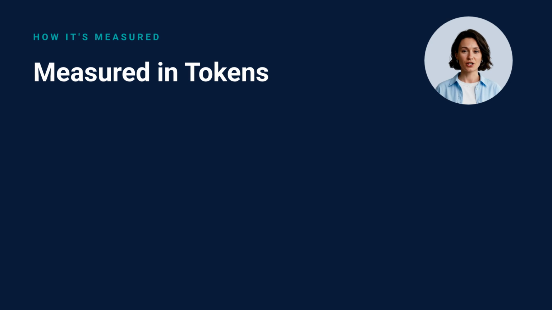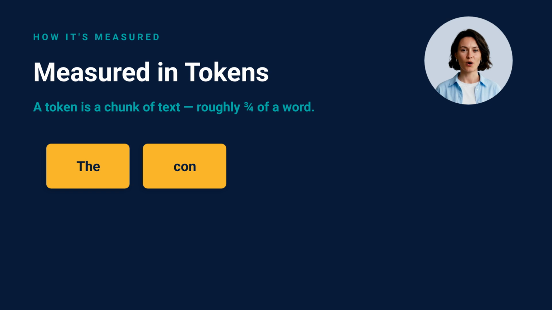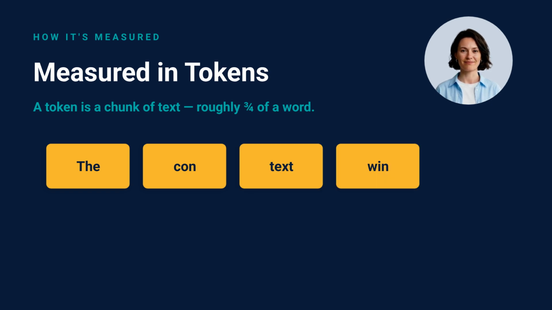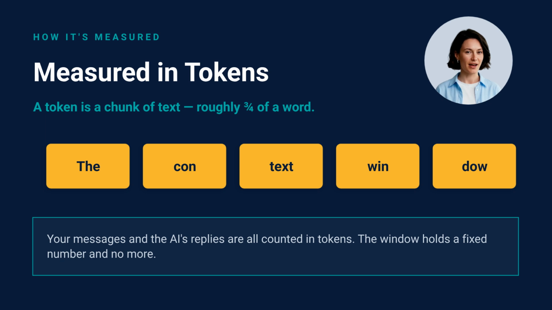So how is the size of this window measured? It's not measured in words, but rather in tokens. As we discussed back in our tokens video presentation, a token is a chunk of text, roughly about three-quarters of a word. The phrase "the context window" might be broken down into several tokens, one token for "the," another for "con," one for "text," another token for "win," and a final token for "dow," just like you see here. Your messages, the AI's replies, and any instructions in the context window are all counted in tokens, and the context window can only hold a fixed number of them. When it comes to the context window, everything counts.